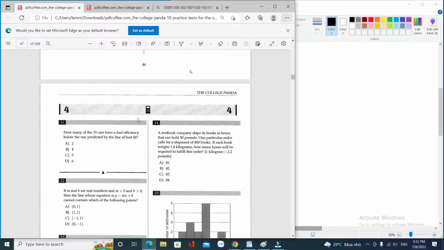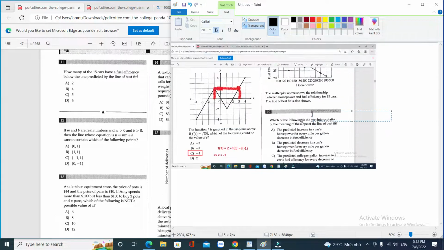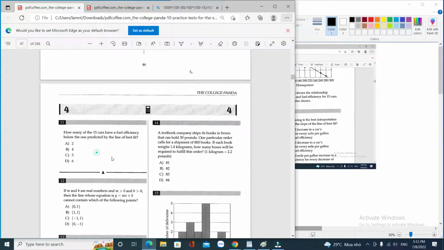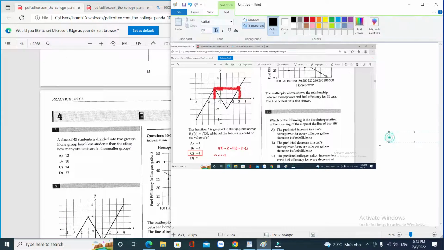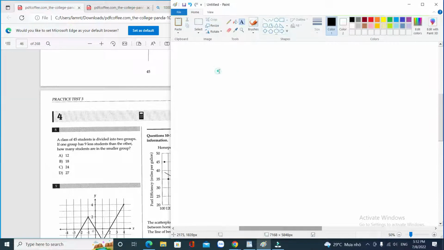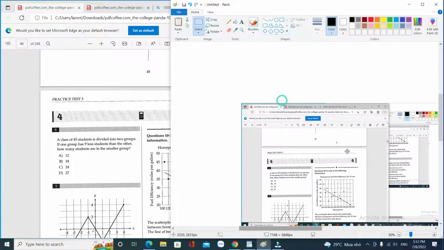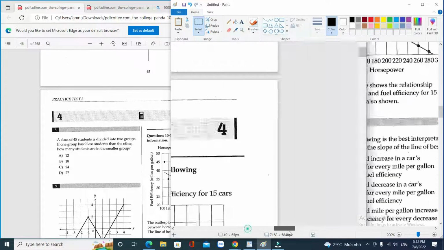Number 11. How many of the 15 cars have a fuel efficiency below the one predicted by the line of best fit? Okay, so let's see again. I'm going to have to take a snapshot of the line of best fit here and print it out. So we push it down here, and we have the line of best fit here.